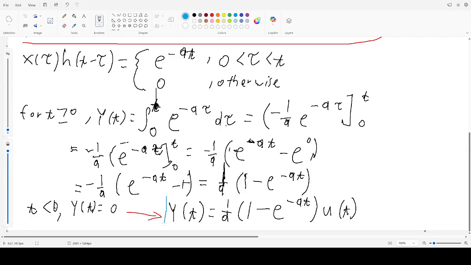Blue is a nice color to circle it with. There. Okay. That would be our final answer for that convolution.